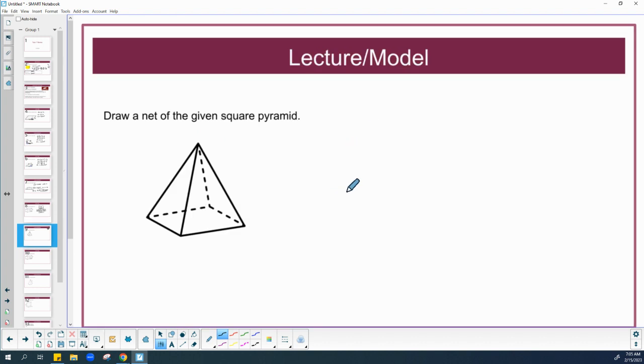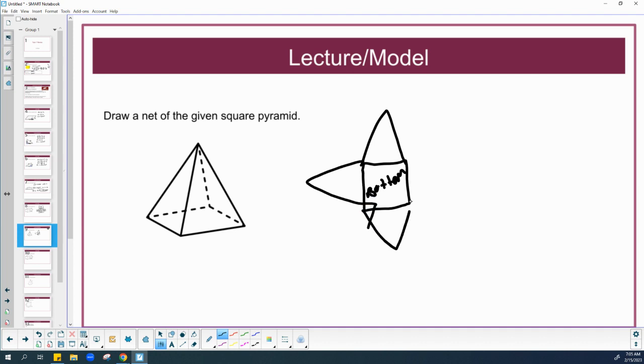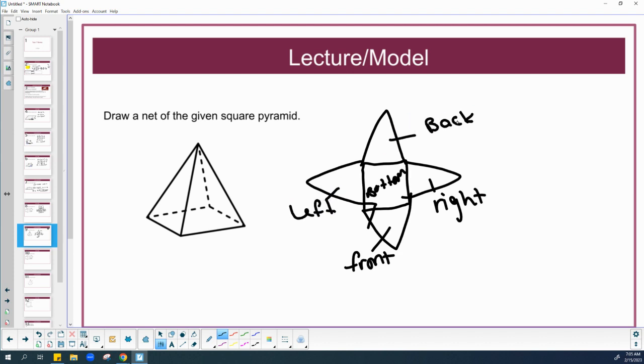All right, now we're going to draw a square pyramid. A square pyramid has a bottom square base. So that is my bottom. And then it has a triangle coming off of each side. So this would be the front. That would be the right. This would be the left. And this would be the back. There is no top here because the sides just come up to a point. So that is what a square pyramid would look like.